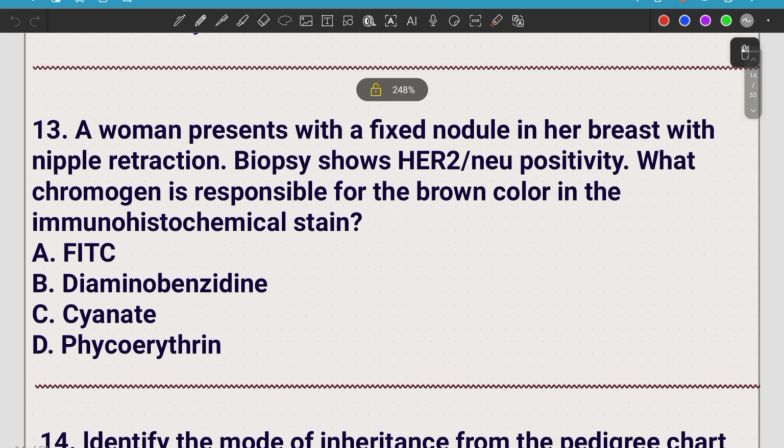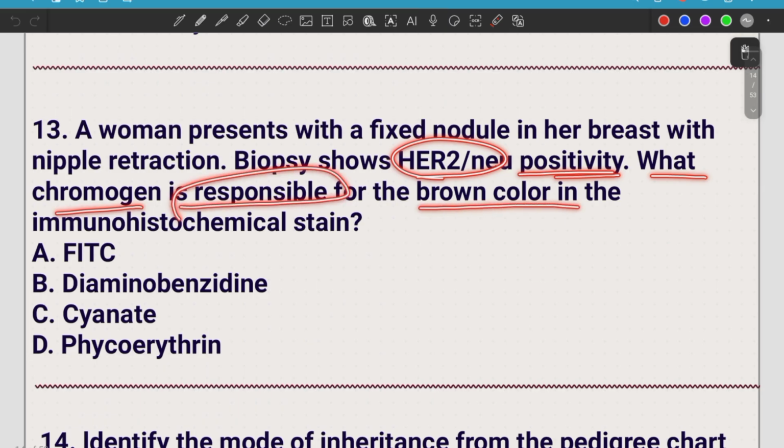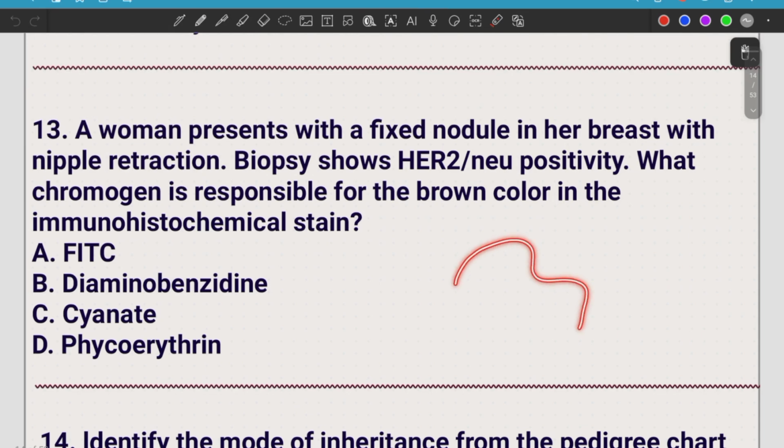Coming to the 13th one, a woman presented with a fixed nodule in her breast with nipple retraction. The biopsy shows HER2/neu positivity. What chromogen is responsible for the brown color in the immunohistochemical stain? If you have seen the immunohistochemical stain, the cell wall will be positive in HER2/neu positivity. Because of which chemical?